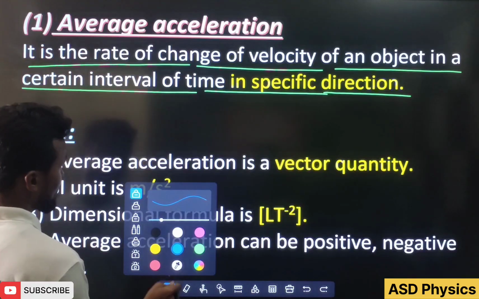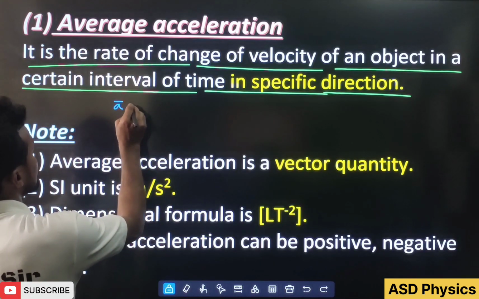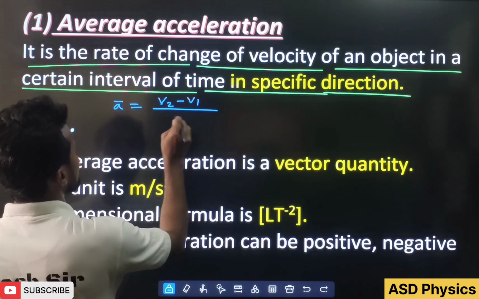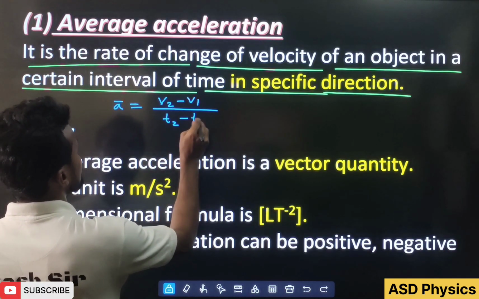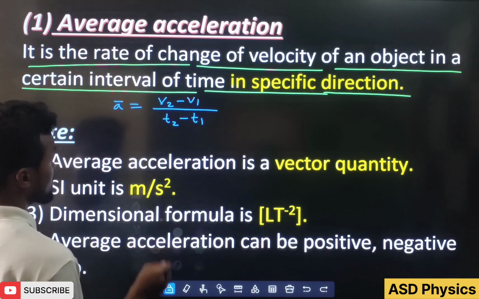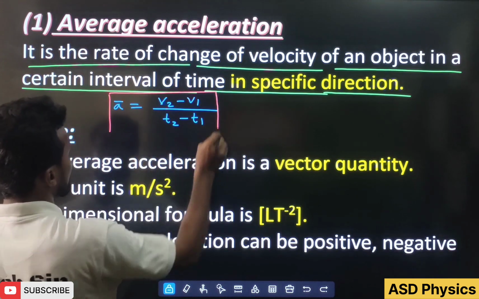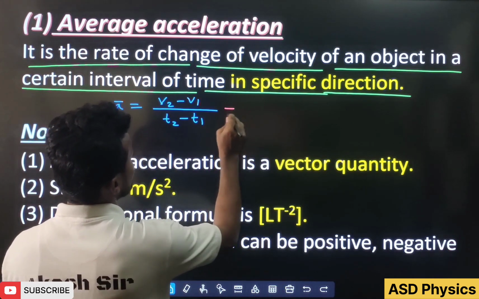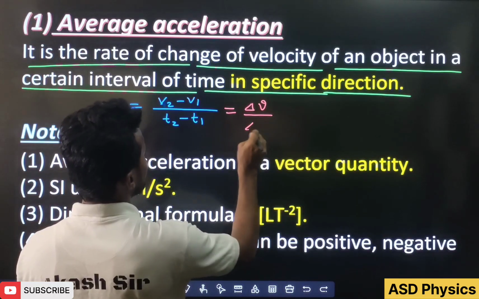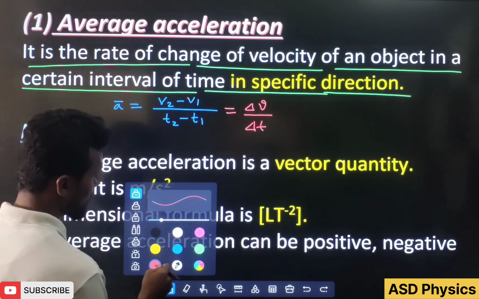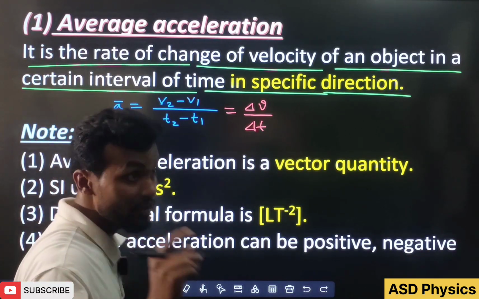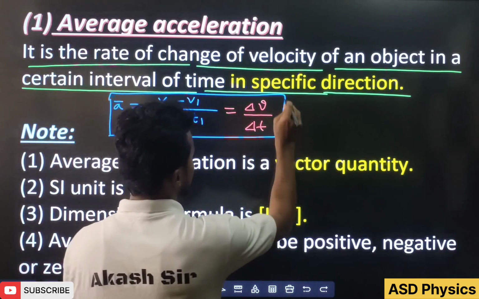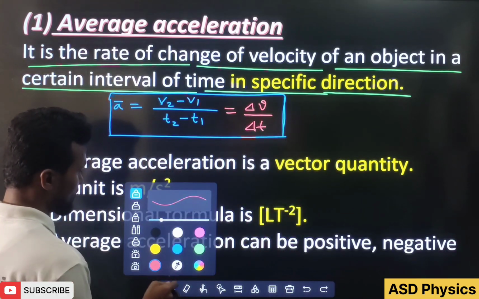Remember that this average acceleration is given by the rate of change of velocity. So we will write v2 minus v1 by t2 minus t1. What is this? a bar equals v2 minus v1 by t2 minus t1. Or you can write this as delta v by delta t also. This is the average acceleration, delta v by delta t.